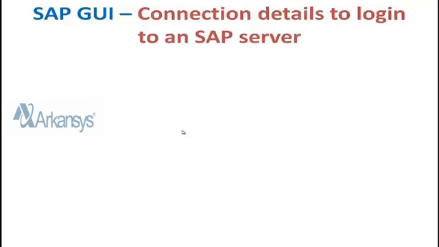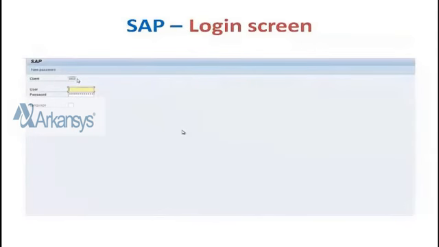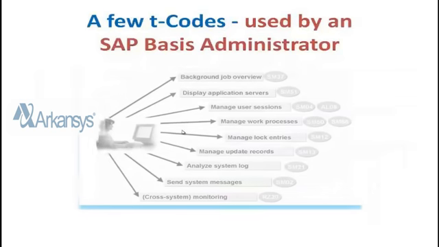We use SAP GUI to connect to the SAP server, and we have to give some information such as the application server name, instance number, system ID, and the SAP router string. After that, when we click the login button, we go to the SAP login screen, which asks for the username and password. A client is a business entity, as I mentioned before, so we have to make sure that we are logging into the right client. By default, it shows 800 here. I give my username and password, and the language; if I don't give one, it will take the default language.